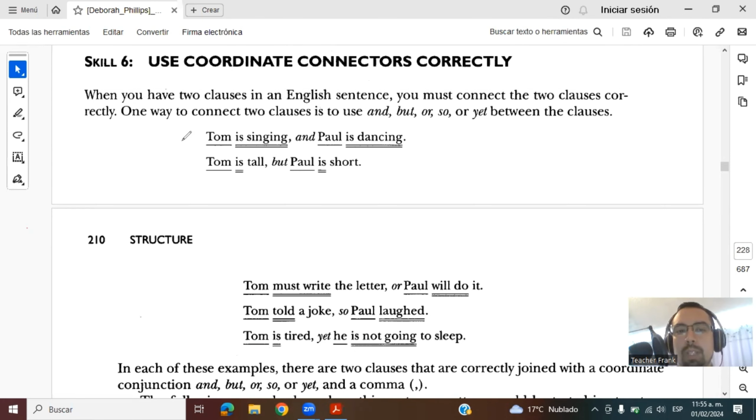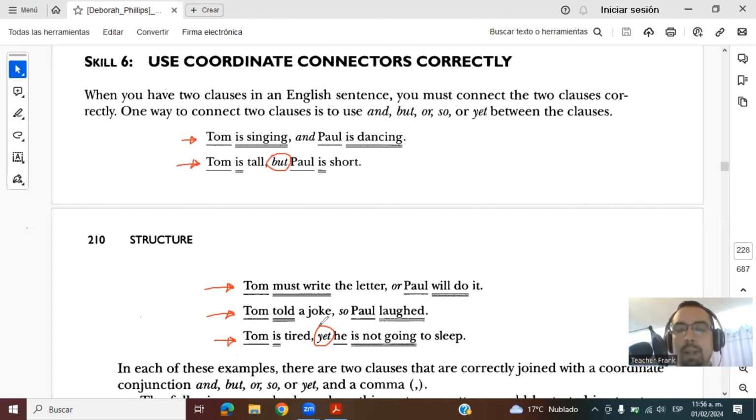Okay, let's look at this one. Tom is singing and Paul is dancing. Tom is tall, but Paul is short. Tom must write the letter or Paul will do it. Tom told a joke, so Paul laughed, right? The logical conclusion. And Tom is tired, yet he is not going to sleep. You see here, we can also substitute but for yet, and it's the same idea. Tom is tall, yet Paul is short. Or Tom is tired, but he is not going to sleep, right?